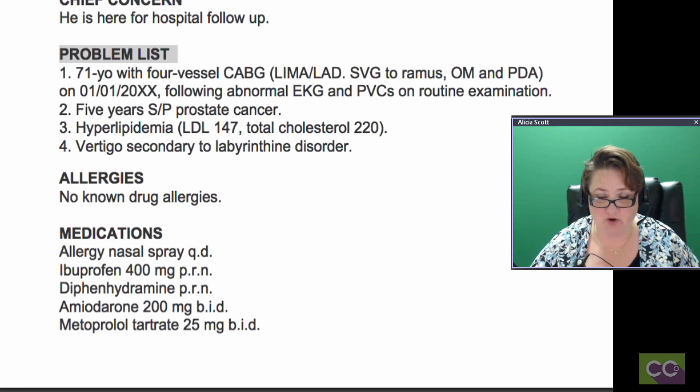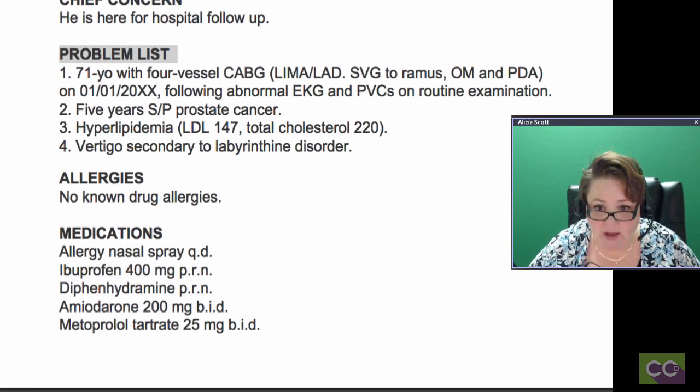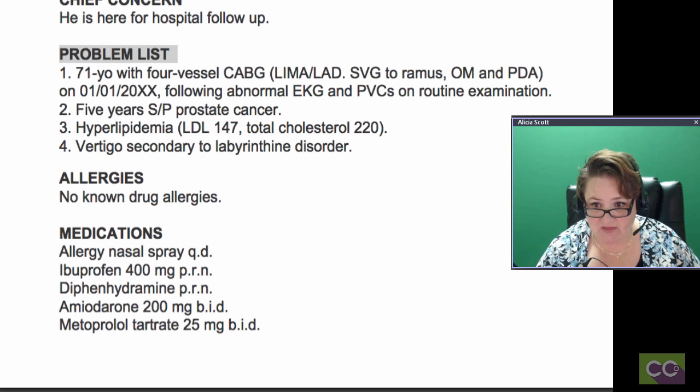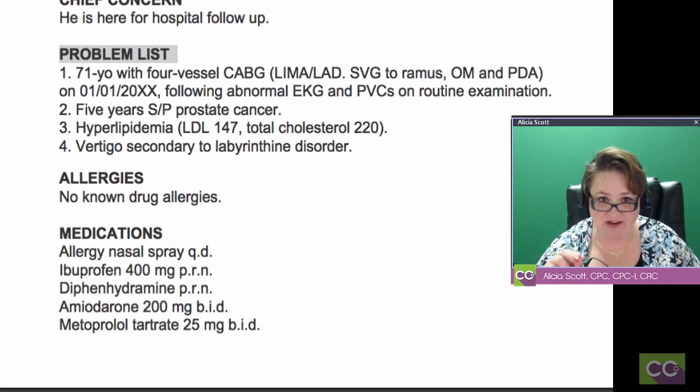So we know he came in for a hospital follow-up. Well, why was he in the hospital? And it tells us right there, because he had a CABG and then there were some problems, okay? And they had an abnormal EKG. Where this trips you up is that we're not concerned about the other problem lists. We're concerned about why he was seen for this encounter. Now, there are things that can be applicable to that, but what is the focus in the diagnosis that we're given?